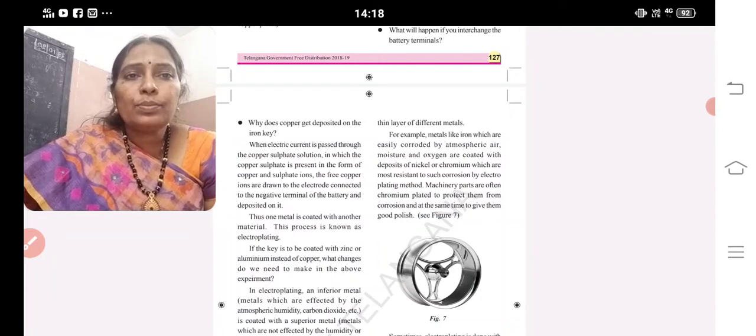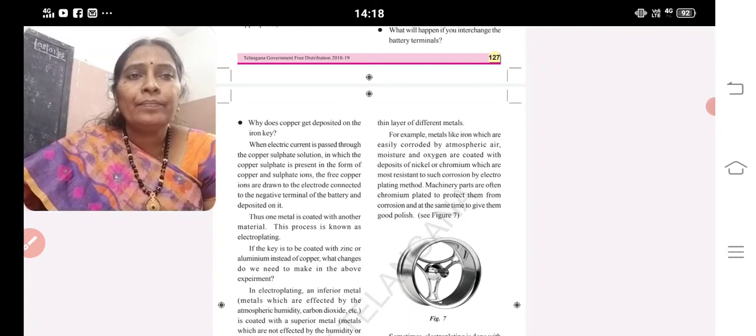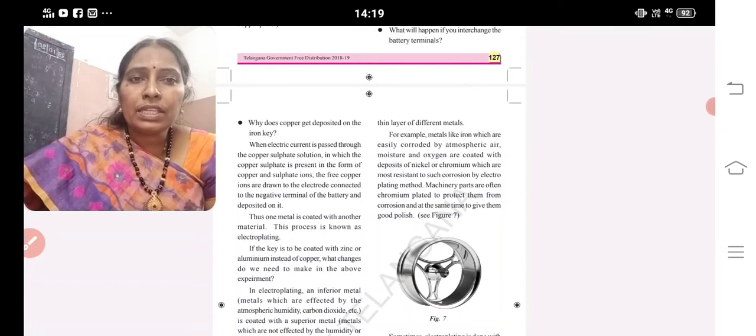When electric current is passed through the copper sulfate solution, in which copper sulfate is present in the form of copper and sulfate ions, the free copper ions are drawn to the electrode connected to the negative terminal of the battery and deposit on it. One metal is coated with another material. This process is known as electroplating. What is meant by electroplating? One metal coated with another material is known as electroplating. What is the use of electroplating? To increase the life of the metal and give a good shine.